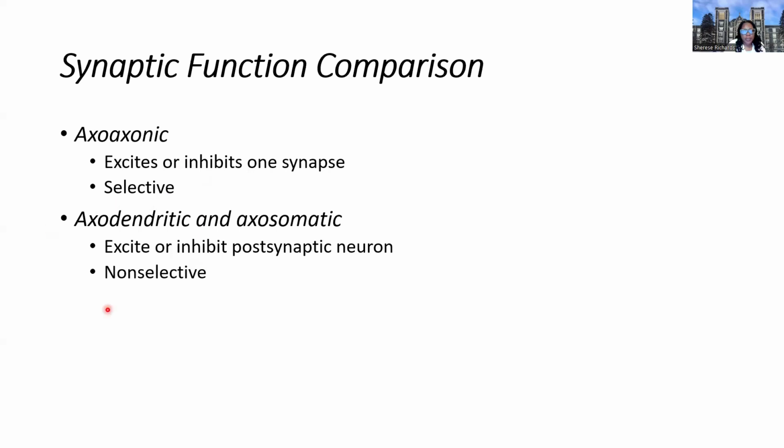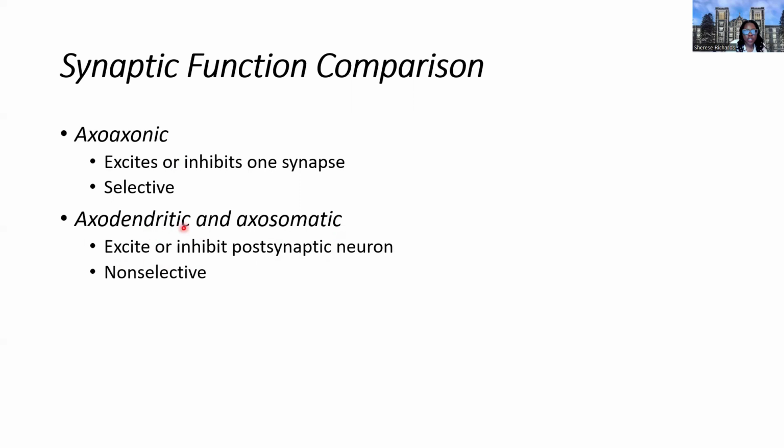The other types of synapses we describe, axodendritic and axosomatic. These are excitatory or inhibitory to the postsynaptic neuron. So these are going to result in membrane potential changes. Remember, we said that axodendritic is the most common type of synapse, and this is the axon terminal synapsing onto the dendrites or the soma, respectively, of the adjacent neuron.